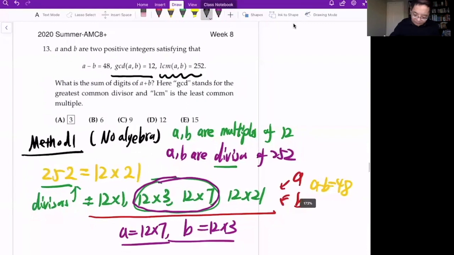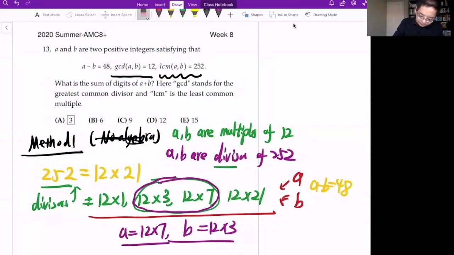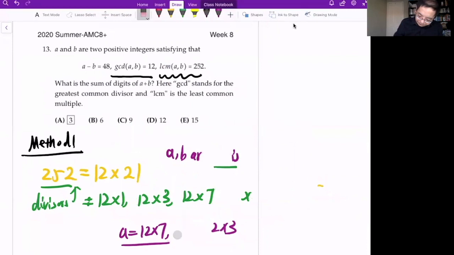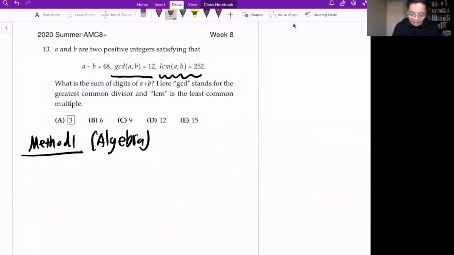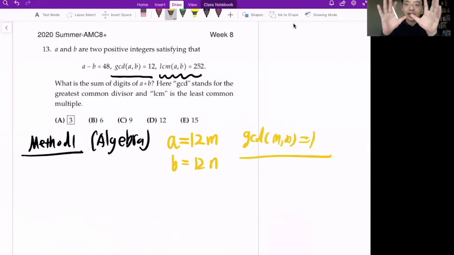Now, let's look at method 2. We are going to use algebra. Because a and b are both multiples of 12, I can write a as 12 times m and b as 12 times n. From here, we also have the GCD of m and n has to be 1. They cannot have a common divisor except 1.